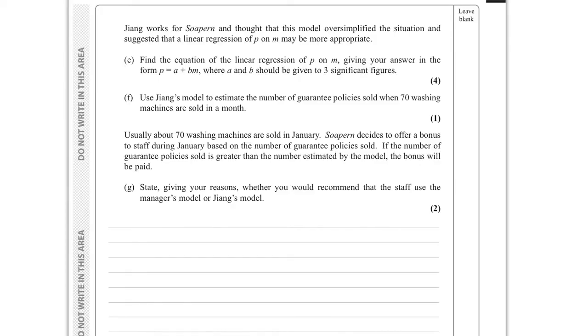Okay. Jiang works for Sopan and thought that this model oversimplified the situation and suggested that a linear regression of P on M may be more appropriate. Find the equation of the linear regression where A and B should be 3 significant figures. Okay, so with the linear regression.